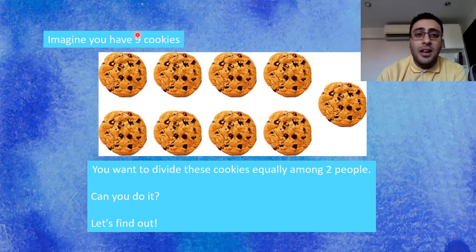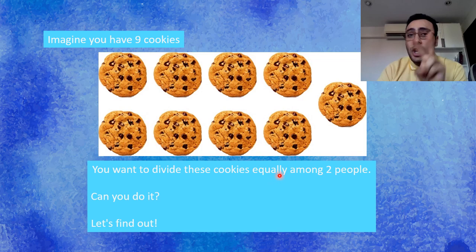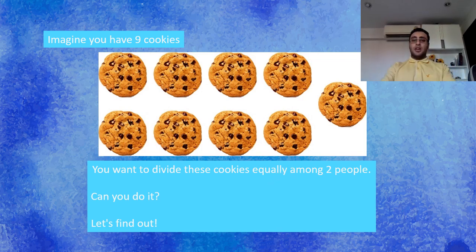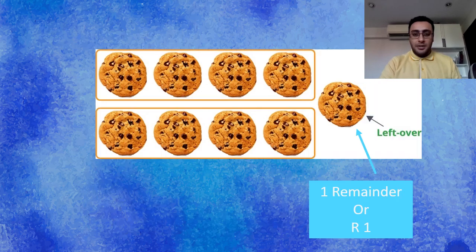You have 9 cookies. They look yummy. So you have 9 cookies. You want to divide these cookies equally among 2 people. So you have 2 friends. You want to give them an equal amount of cookies, right? Can you do it? Let's do it together.